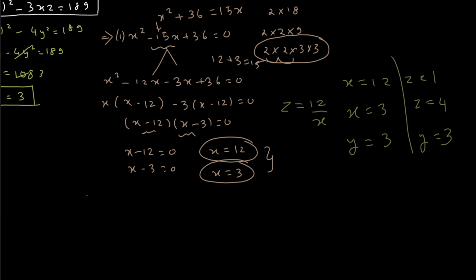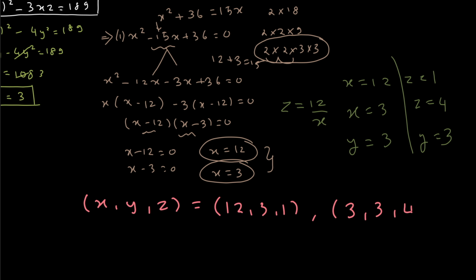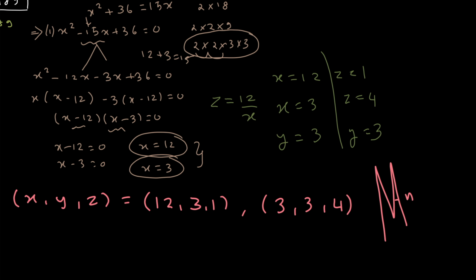So now let us write down the final answer which satisfies these three equations. The values for x, y and z which satisfy these three equations are 12, 3, 1, and the second pair is 3, 3, 4, and that's the answer that we were looking for. So this was my way to solve this particular question.